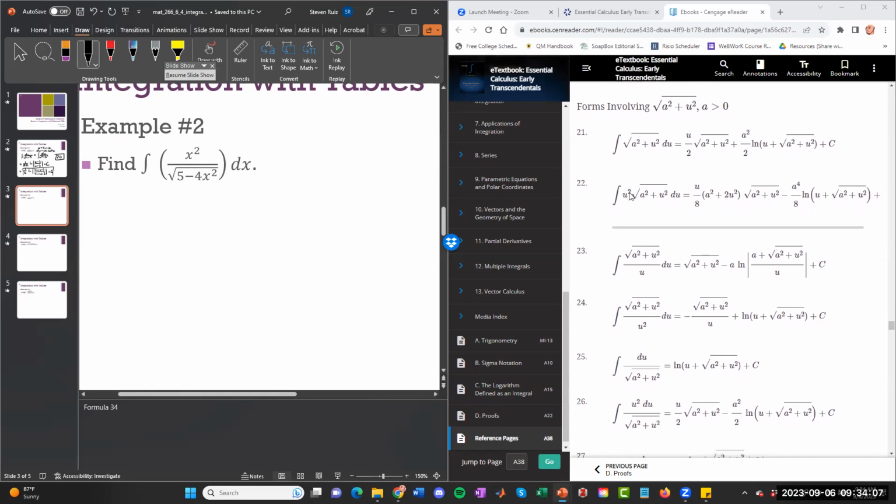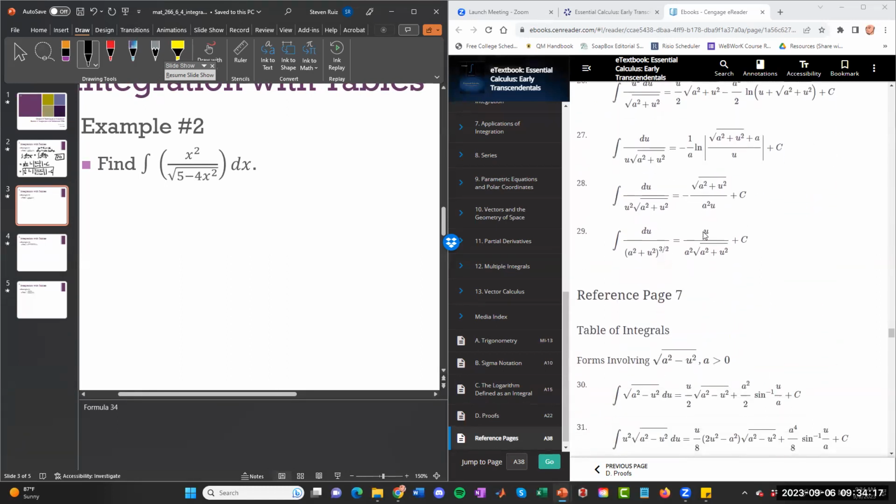All right. Same question. Does this heading, so the square root of things that look like a squared plus u squared, probably not there, right? What about that one?